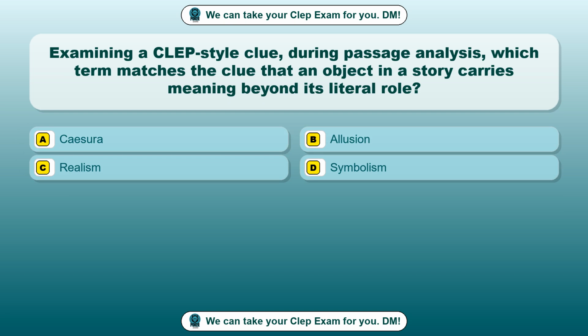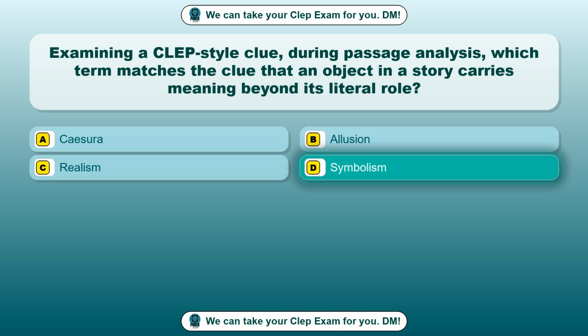Question 37. Examining a CLEP-style clue during passage analysis, which term matches the clue that an object in a story carries meaning beyond its literal role? Option A, Caesura. Option B, Illusion. Option C, Realism. Option D, Symbolism. The correct answer is option D, Symbolism.